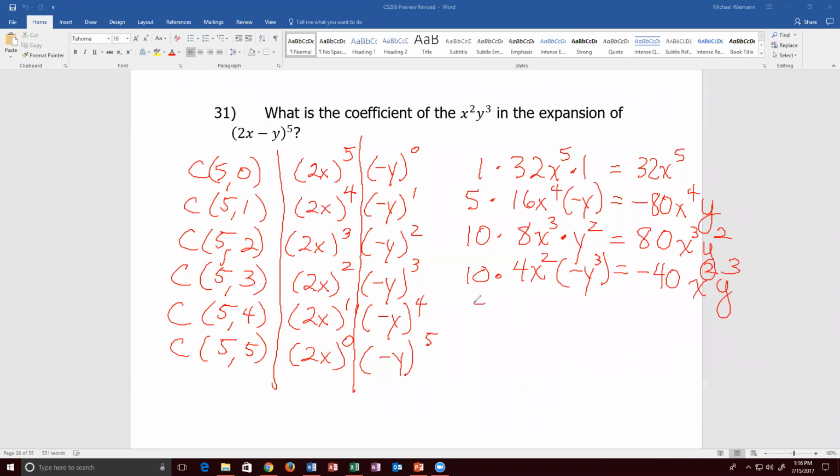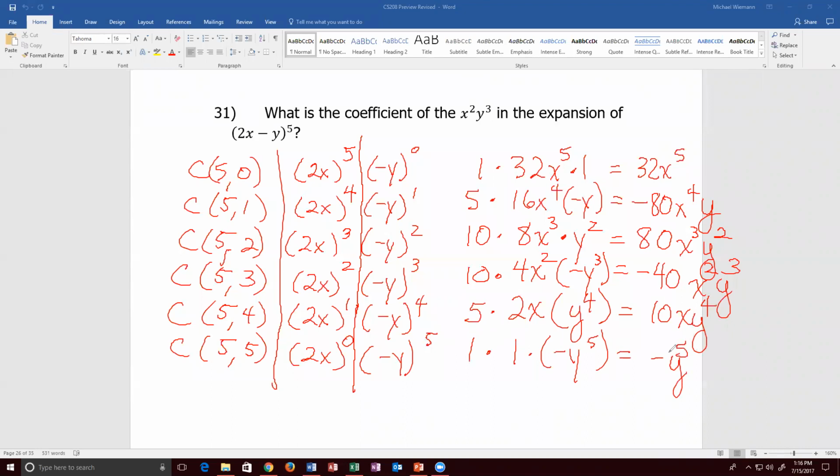5 choose 4 is a 5. 2x to the 1st, that's just simply 2x. And then negative y to the 4th, it's an even power, so that ends up being positive. So 2 times 5 is 10x y to the 4th. And then the last one, if I did the complete expansion, 5 choose 5 is 1. Anything raised to the 0 is 1 times a negative y to the 5th, which makes that a negative y to the 5th.